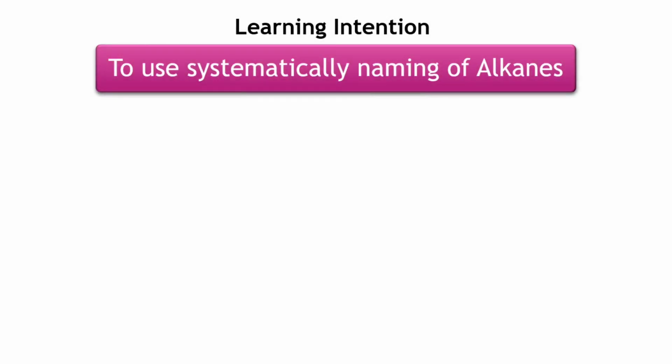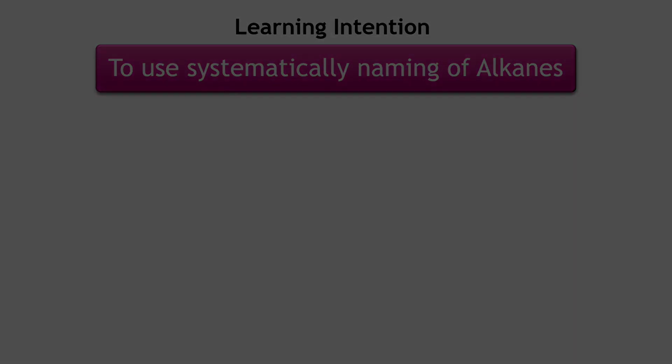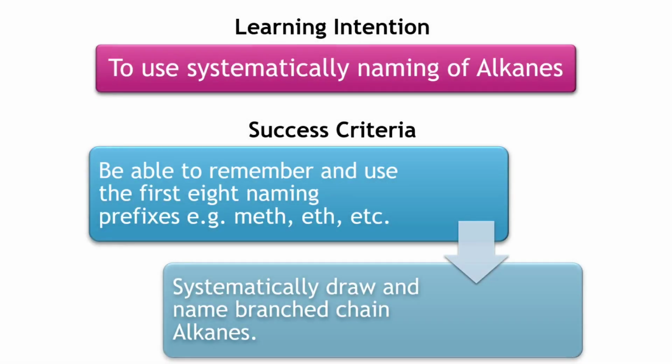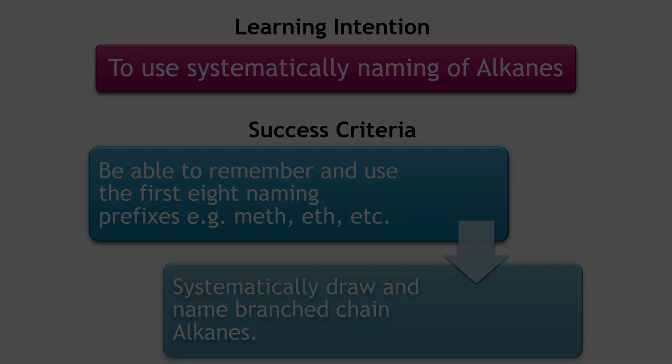Well, today we're going to use a systematic approach to naming and identifying different alkanes. We'll be using the naming prefixes that we learned in last video, meth, eth, prop, etc. And as I said, we'll be using a kind of systematic approach to draw and name more complicated alkanes that have branches within their chains and structures.